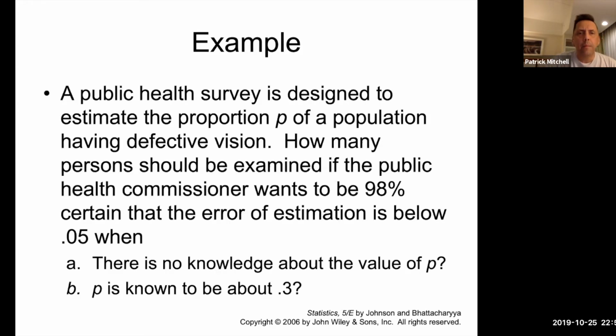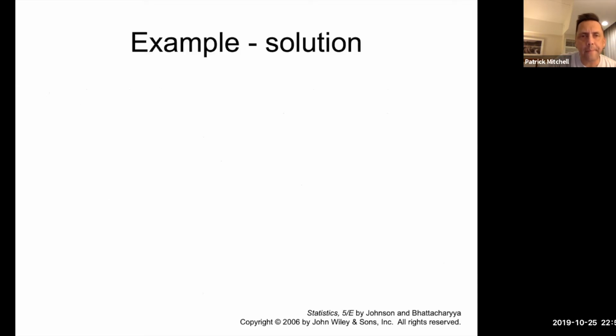A public health survey is designed to estimate the proportion P of a population having defective vision. How many persons should be examined if the public health commissioner wants to be 98% certain that the error of estimation is below 0.05? There are two scenarios. The first one is there is no knowledge about the value of P. The second scenario is P is known to be about 0.3. Here's how we do that.